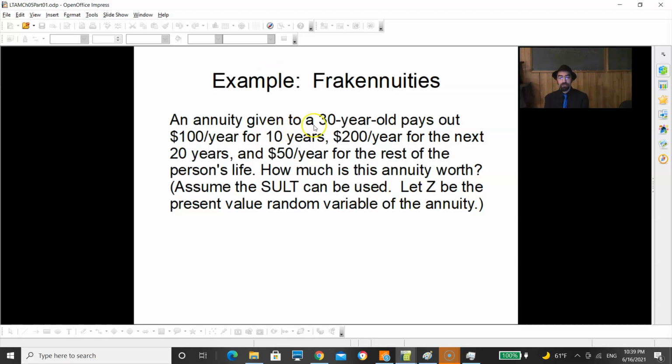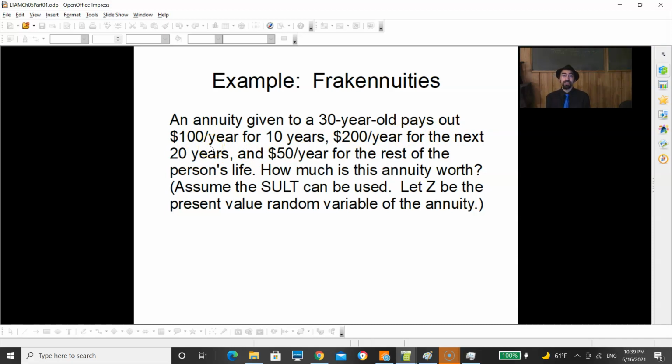So an annuity given to a 30-year-old pays out $100 a year for 10 years, $200 a year for the following 20 years, and $50 per year for the rest of the person's life. And I should mention, this is 100 a year for 10 years as long as the person is alive, and 200 a year for the next 20 years as long as the person is alive. I should have specified that.